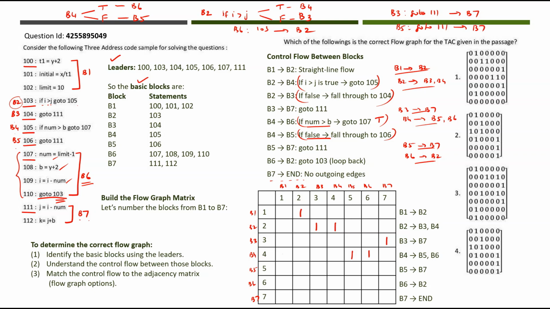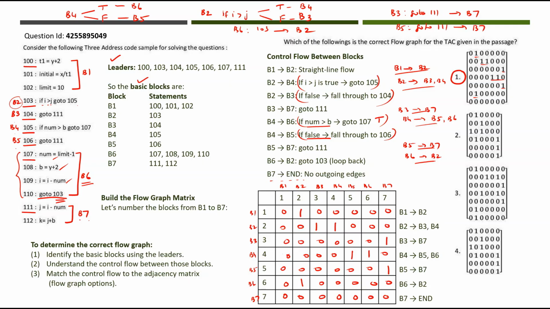B5 is moving to B7. So we are having 1. B6 is moving to B2. So we are having 1 under second block. B7 is going towards the end. So there is no entry. Except the ones, fill all the places with zeros. This flow graph is available in option number 1. Option 1 will be the right answer.